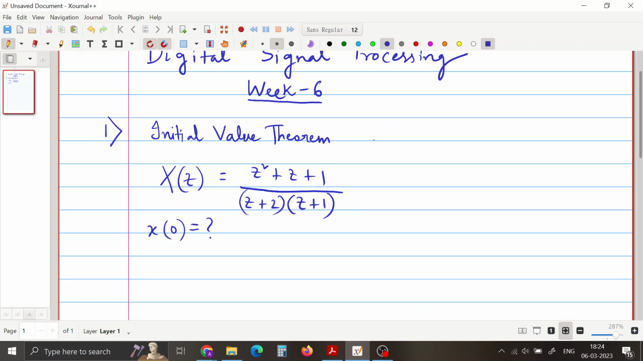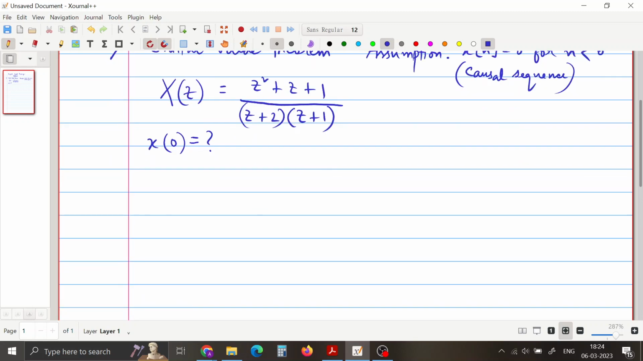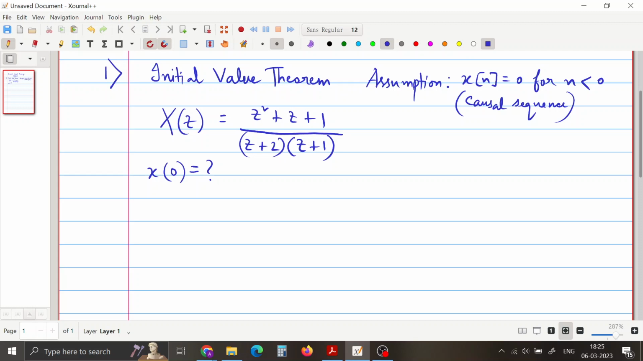The assumption which we keep in our mind while applying the initial value theorem is that x of n is 0 for n less than 0, that is, x of n is a causal sequence. Okay. So how do we find the initial value? If you just refer to the lecture notes, if you look at the statement of the initial value theorem, we have a general formula. For a causal sequence, x of 0 is given by limit z tends to infinity capital X of z, right?